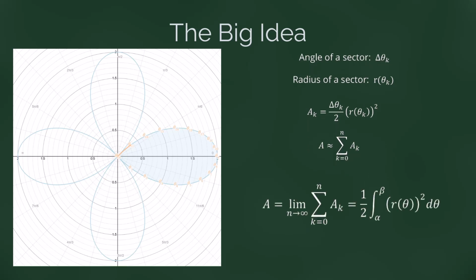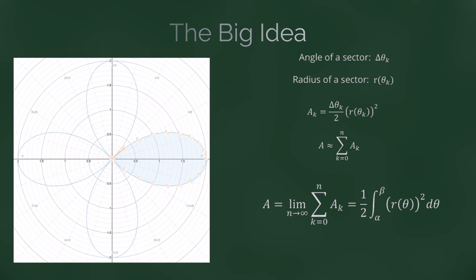Once we're done with the geometry, we get to do some calculus, and we're going to define the area of our region that falls between the angles theta equals alpha and theta equals beta as the limit as n goes to infinity of the sum from k equals 0 to n of a sub k, the area of each of our sectors, which of course then becomes 1/2 the integral from alpha to beta of r of theta squared d theta.